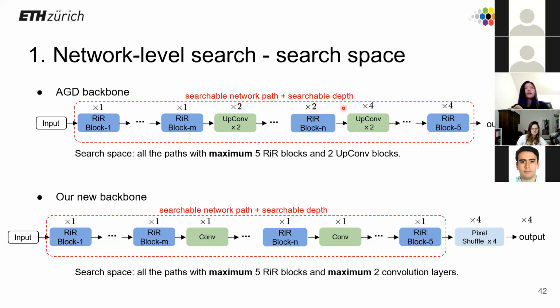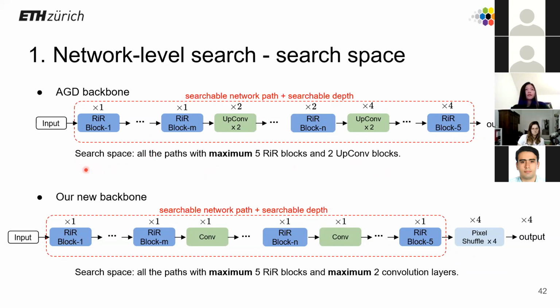That is, in our original SuperNet, we have 5 residual in residual blocks in total. But it is possible that not all of these 5 residual in residual blocks are necessary to have a well-performed network. So in summary, our search space includes all the paths with at most 5 residual in residual blocks and 2 upsampling blocks.